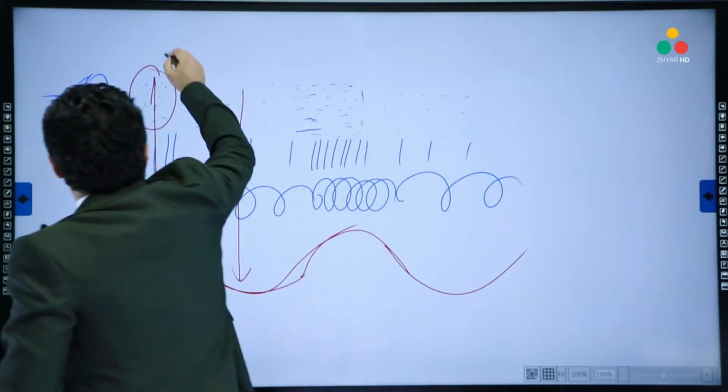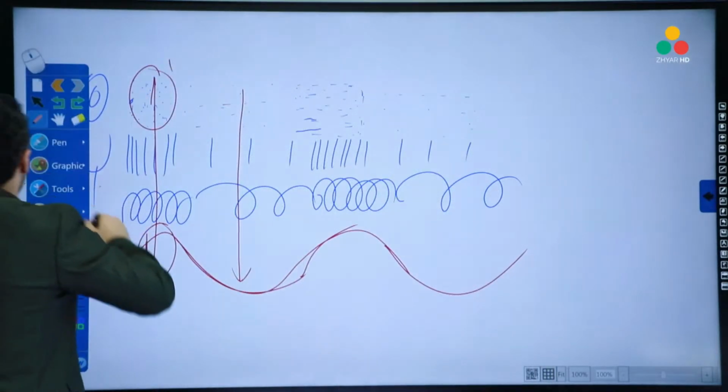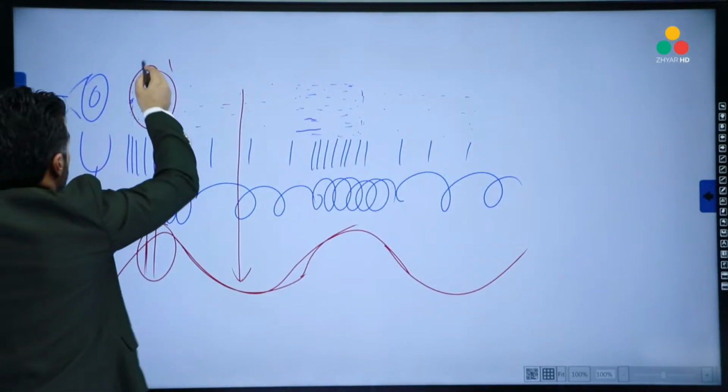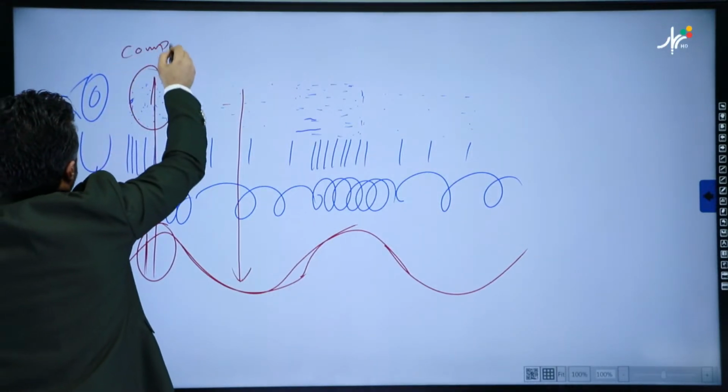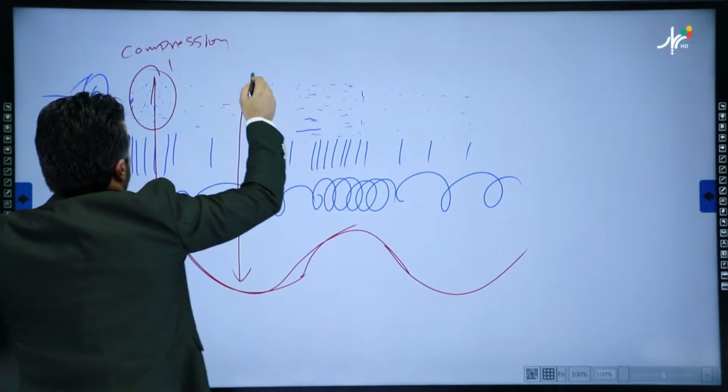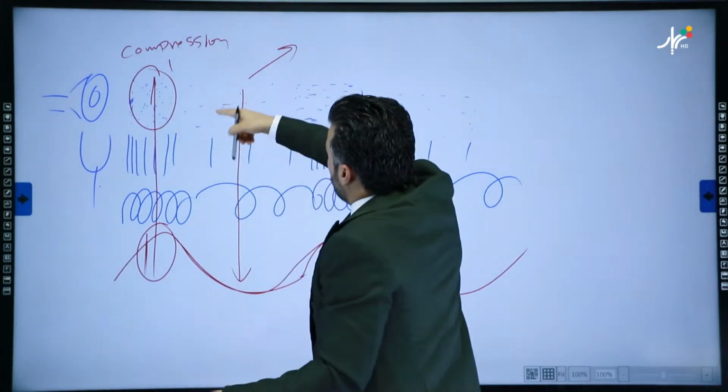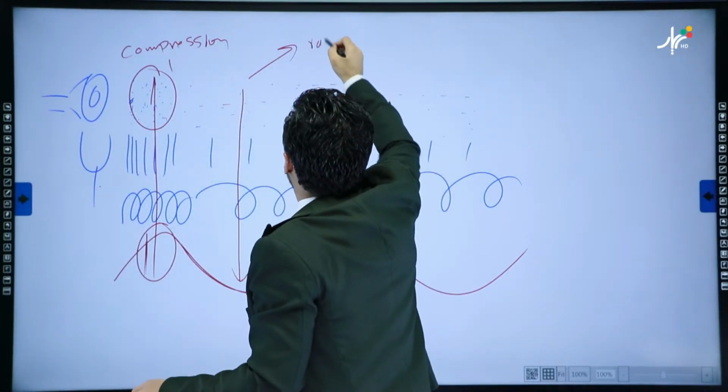So this region here, what can we call it? We can call it compression. Let me write that one down. So we call this one compression. All right. And of course, this region where the air particles are far from one another, you can call it rarefaction.